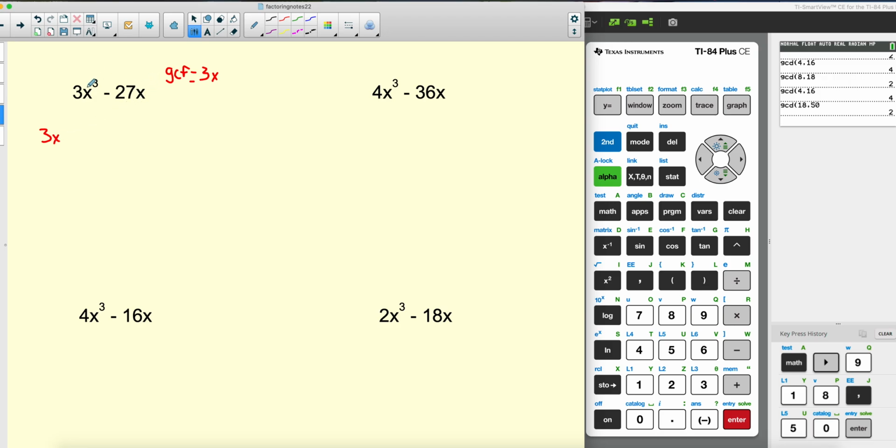And now listen, if you didn't know that 3 was the GCF, what could you do? You go hit math, you go to the right, you hit number 9, and then you put 3 comma 27, and you will get 3. And we'll practice that in a second.